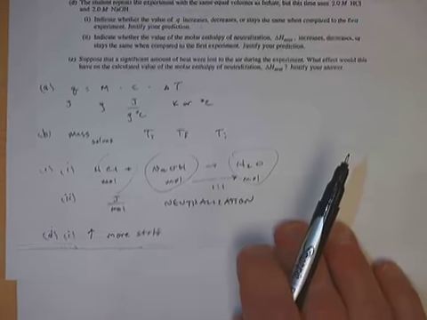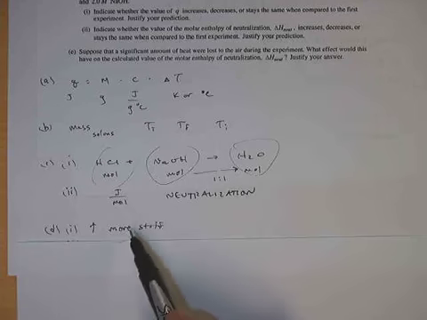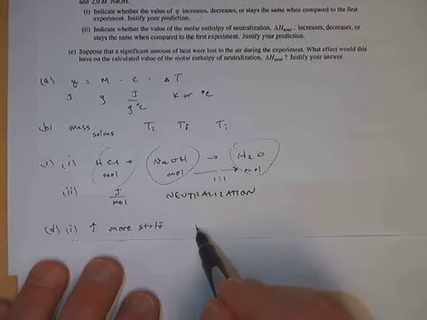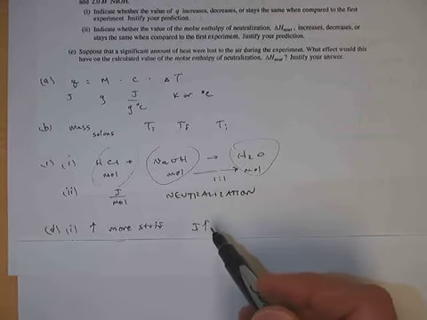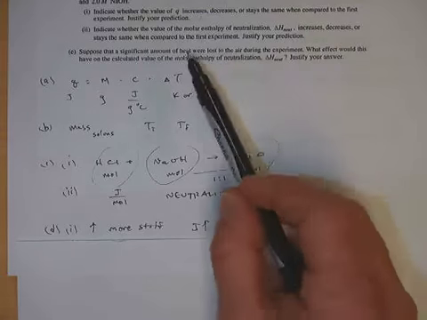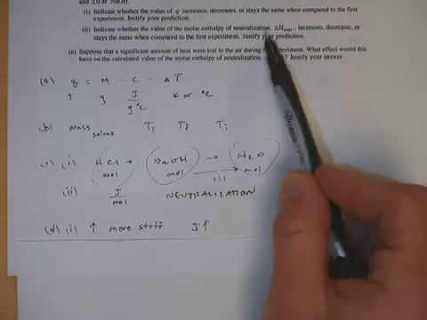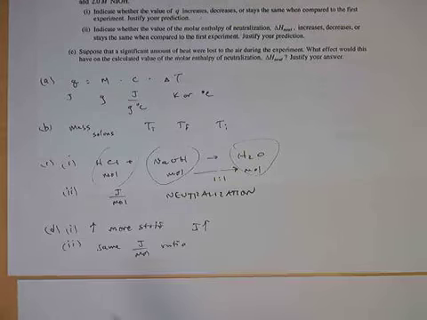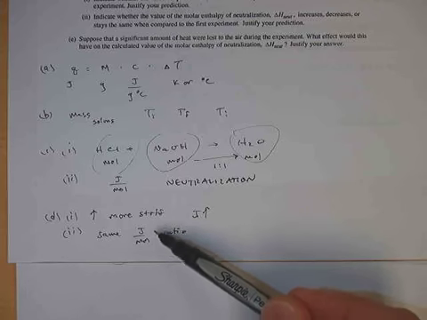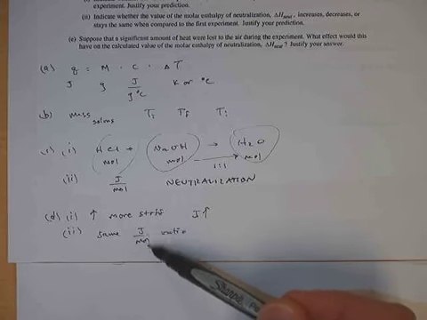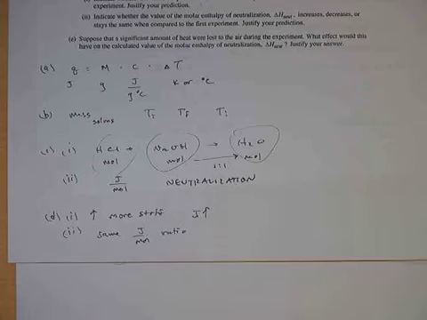In letter D, it says it's repeated with 2 molar. Since there's more stuff, more energy will be produced. There'll be a greater energy given off, greater temperature change as well. And then state whether the molar enthalpy of neutralization will change. That will stay the same since it's a ratio of energy per moles. The ratio would be the same since you're dividing a larger number by a larger number.